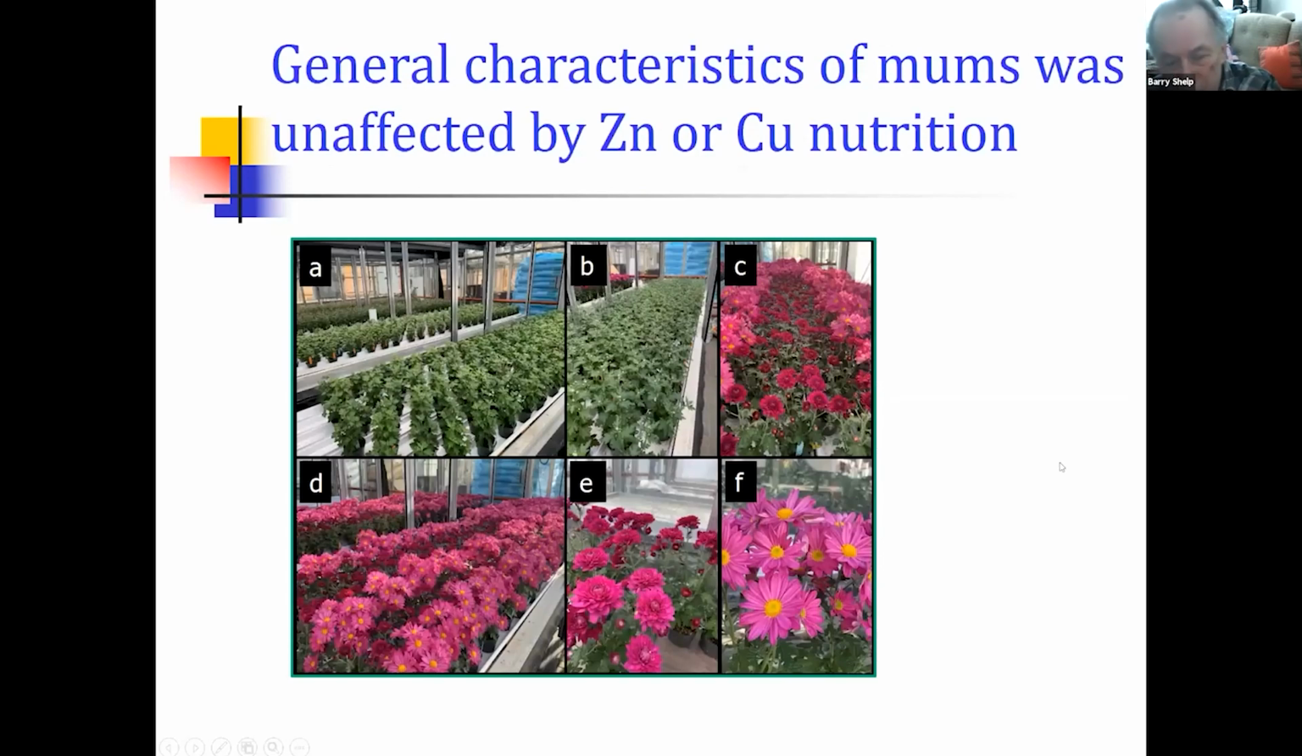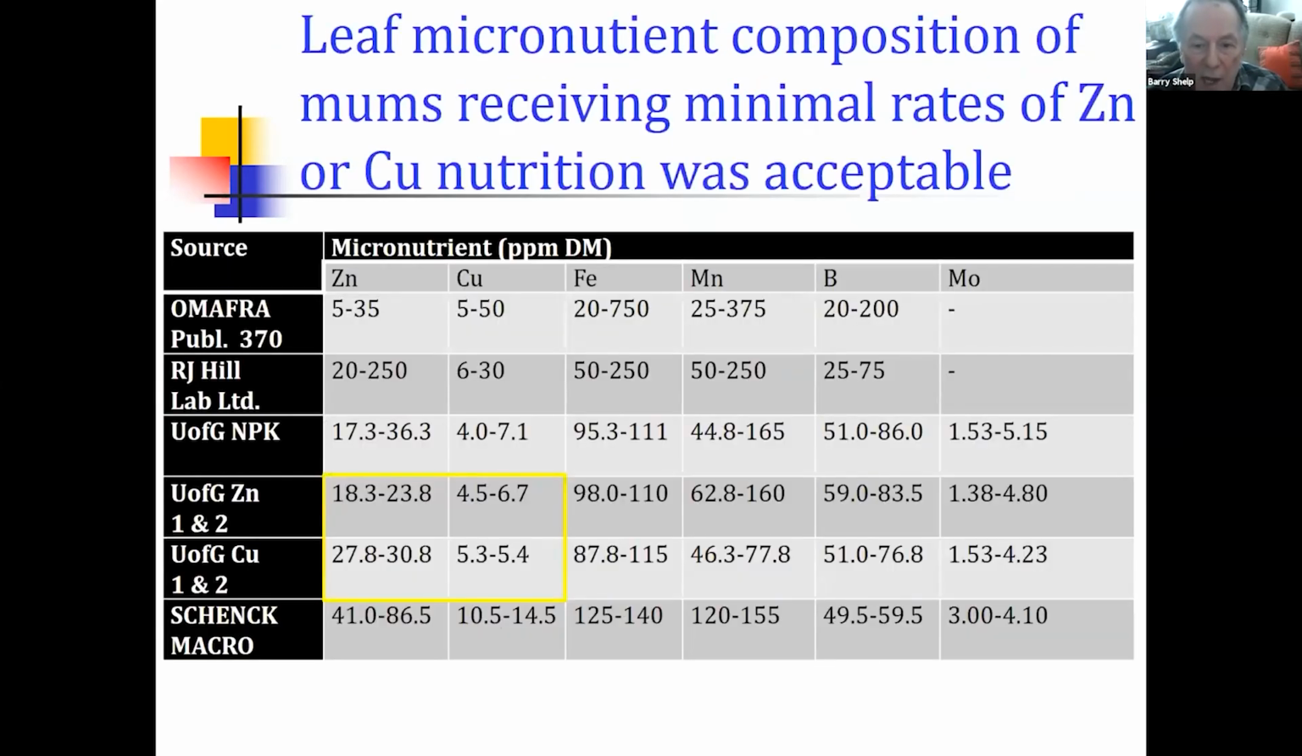And once again, these are some general pictures from the trials, but there were no effects on the plant and flower yields, and the quality was unaffected. And there were no visual symptoms. And the leaf and micronutrient composition of the zinc and copper were generally within the levels that we consider acceptable. There was one exception: the copper was marginally lower, but since we saw no symptoms, I would rate this as acceptable.